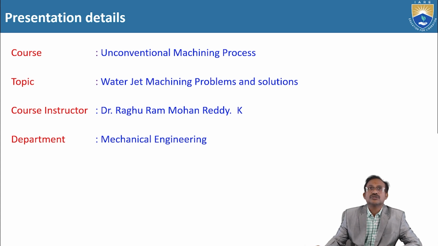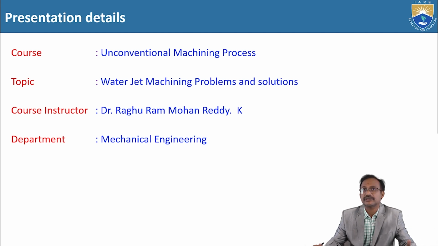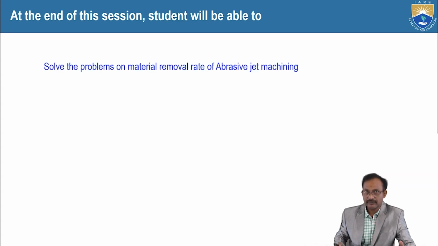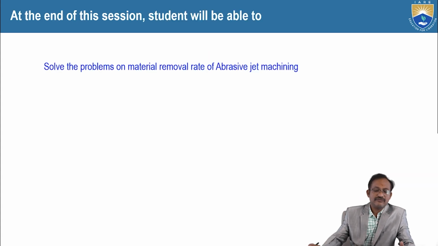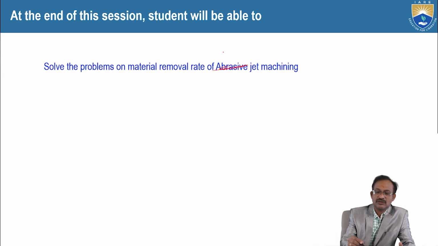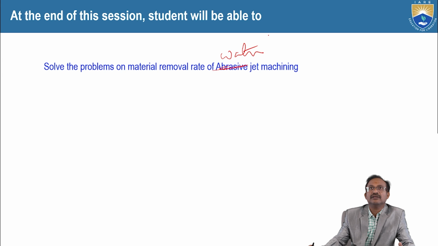Okay, so the course name is Unconventional Machining Process. The topic name is Water Jet Machining Problems and Solutions. At the end of this session, students will be able to solve the problems on material removal rate of water jet machining.